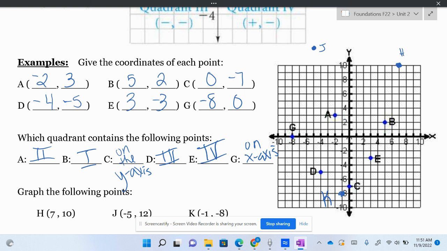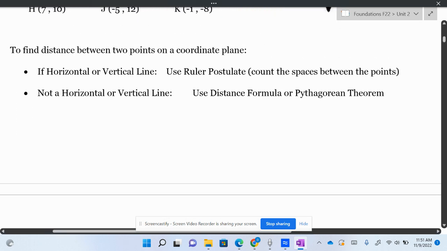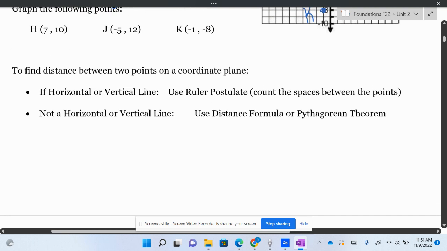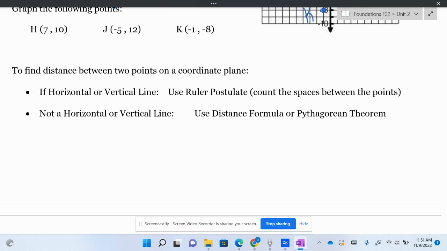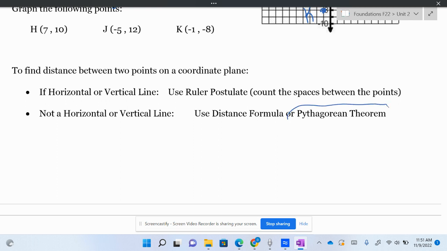Okay. Does everybody understand how to do that? No questions? Okay. All right. So we're going to find the distance between points on the coordinate plane. If you have a horizontal line, or a vertical line, you just count the difference between the points. But if it's not horizontal or vertical, you can use the distance formula or Pythagorean theorem.